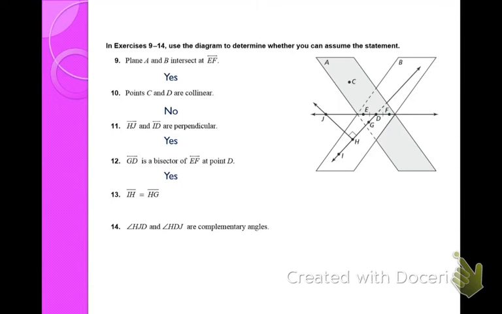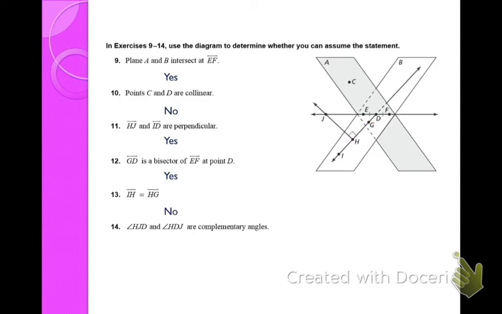It says IH is equal to HG. So what would be there if they were equal? The little dashes. But they're not there, so we cannot assume. So no.